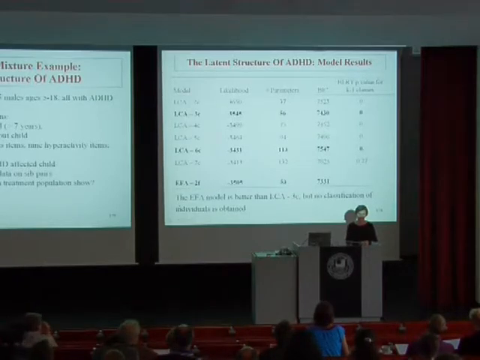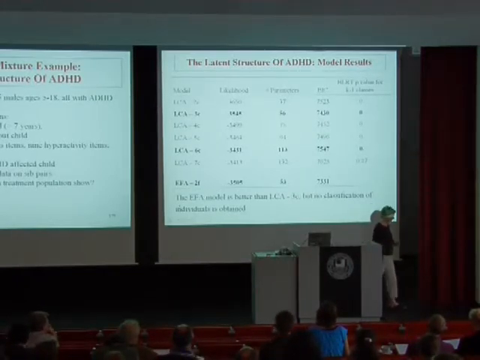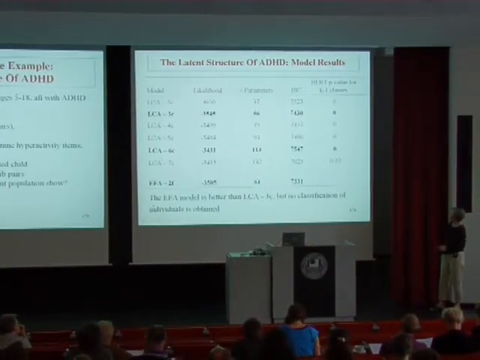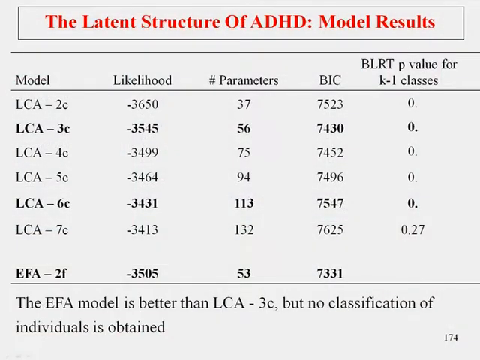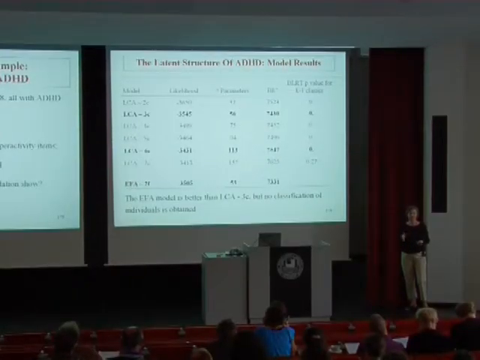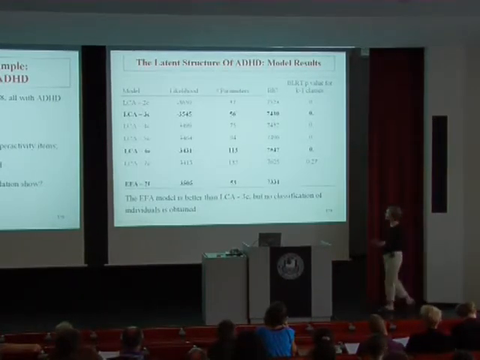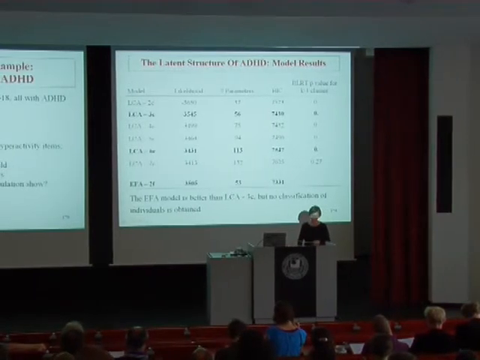And then what we did is we did an EFA. So what you see here is what you already saw, but at the bottom is what's new. It's a two-factor EFA, which has a considerably lower BIC than the three-class LCA. So it seems to fit the data better, but does not really give us information on classifying children as hyperactive or ADHD.